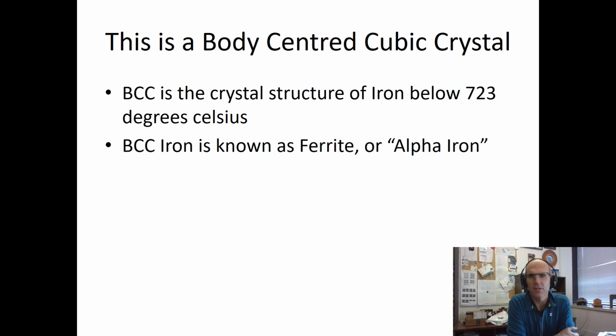So this is our body-centered cubic crystal structure, and this is the form that iron is in below 723 degrees Celsius. We're going to come back to that 723 degrees Celsius quite a bit, and a little bit later on I'm going to show you a phase diagram that shows you why it's so important. And this type of iron at the low temperature, so all the iron you see at room temperature, is known as ferrite. Another term that I don't use that often, but you'll see used in some textbooks and some references, is alpha iron.